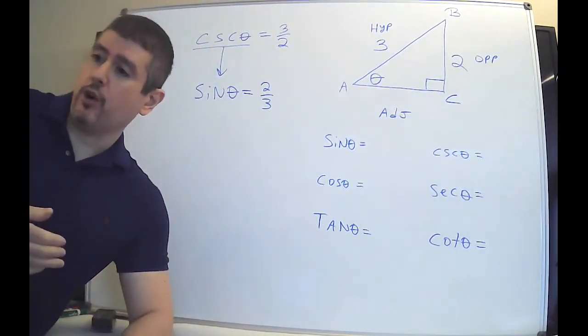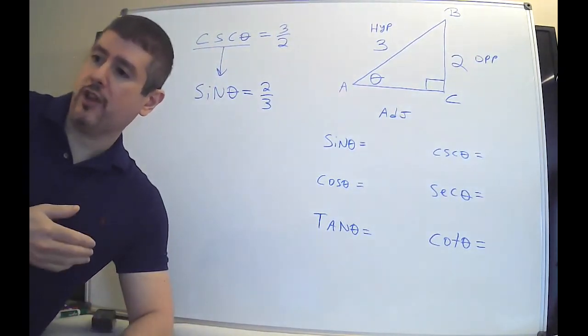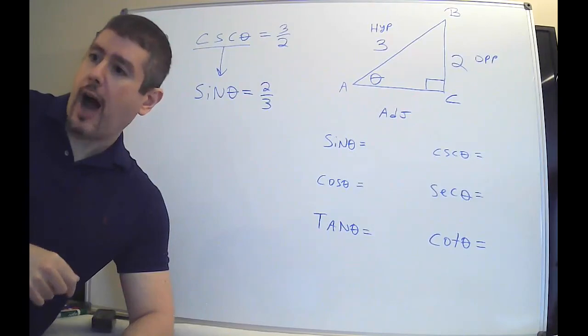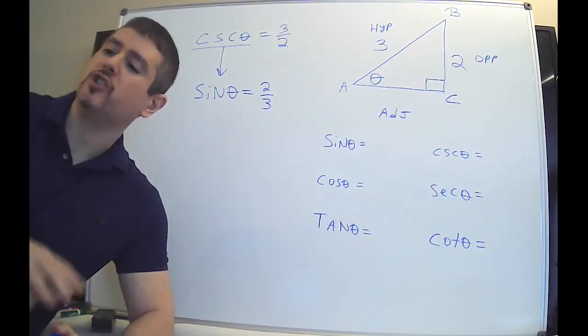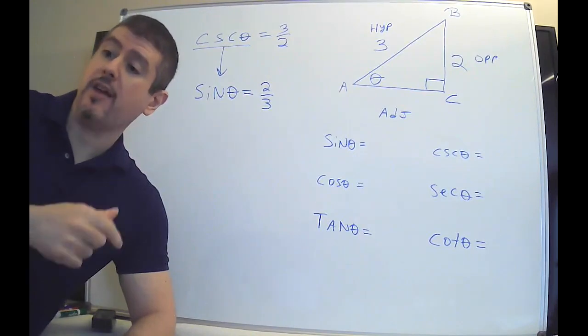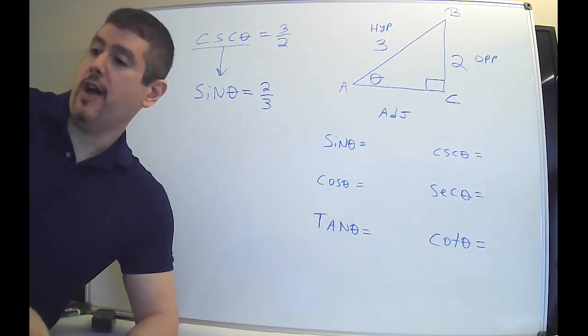Don't try to fill in the triangle with csc, because you don't know that csc is hypotenuse over opposite. Why would you know that? You're not supposed to know that. You're supposed to just know that sine is opposite over hypotenuse and then flip that over, okay? And that's the end.